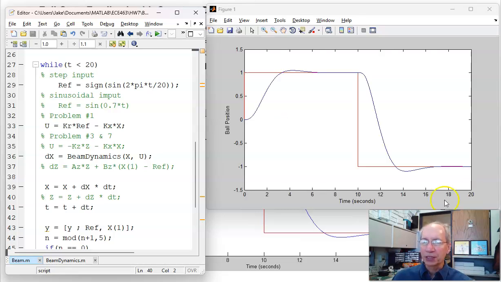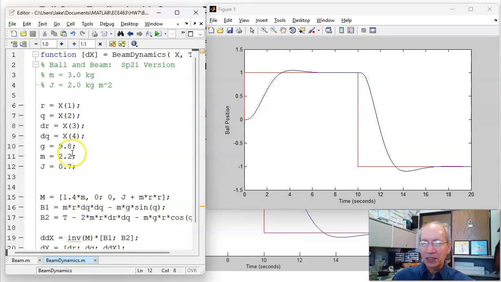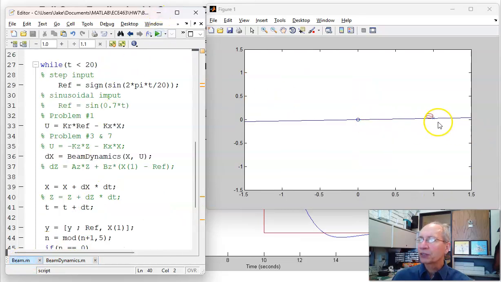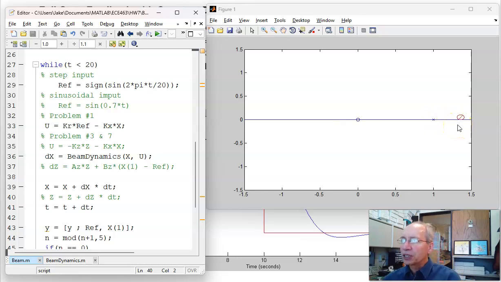Okay, not too surprising. Suppose there's a disturbance on the system. One way to get that is if the mass that I designed for, 2.2, is wrong. Suppose it's actually 2.5 kilograms for the ball. Now when the ball's over here, I have extra torque. The torque is force times distance. That disturbance causes a steady state error, so it no longer tracks.